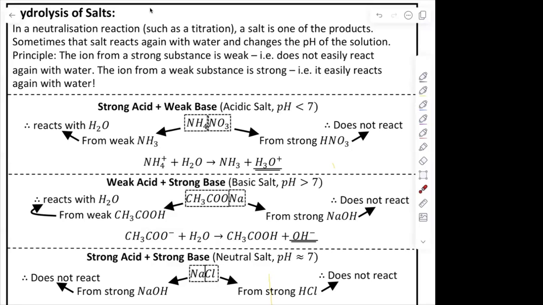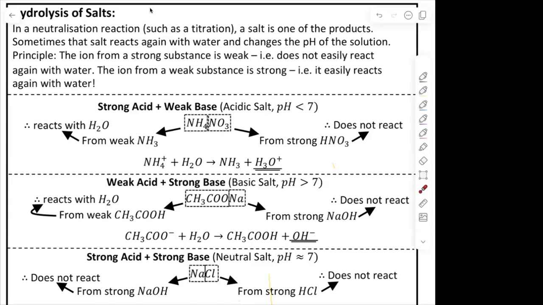A strong acid plus a weak base is going to really give me an acidic salt, because again, remember I said, whichever one is stronger, that's going to take precedence, right? So you know that the pH is going to drop below 7. So you have, for example, ammonium nitrate, right?